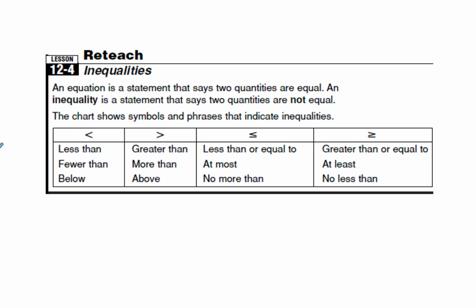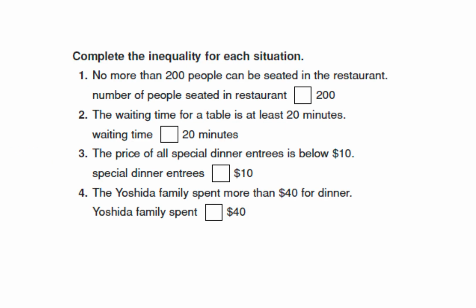All right, so for our first type of problem, we are just writing the right inequality symbol for the situation. No more than 200 people can be seated in the restaurant. So no more than: the number of people in the restaurant can't be bigger. It has to be less than 200, or it could equal 200. There's space for 200 people in the restaurant, but there can't be any more than that.